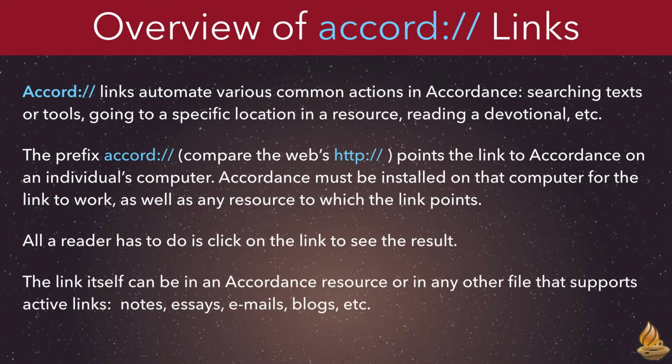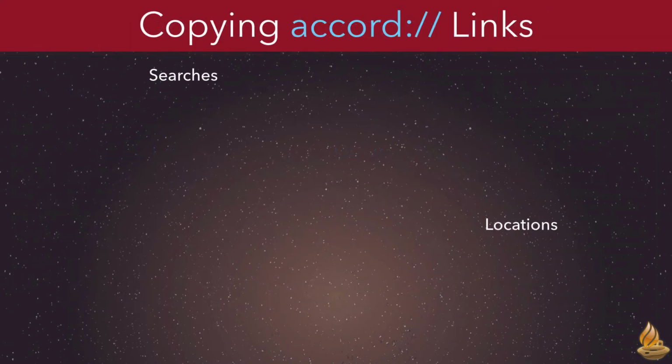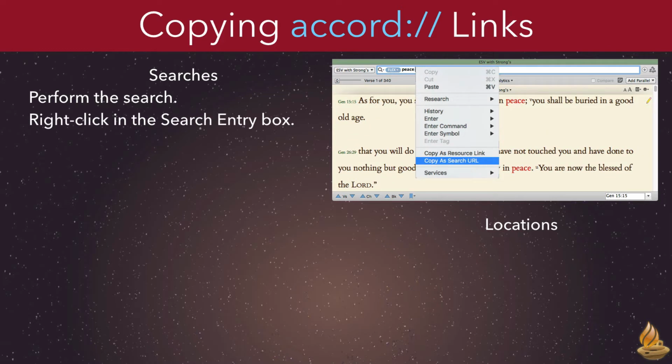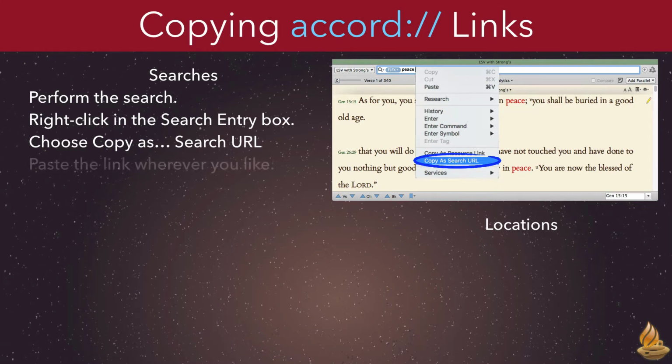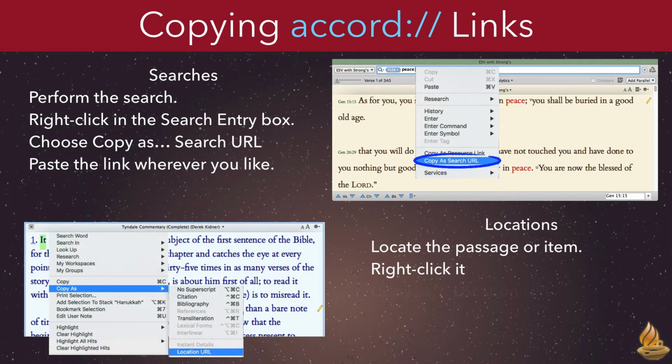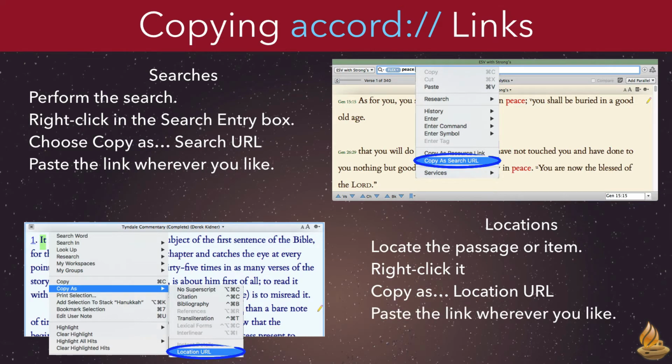The link itself can be in an Accordance resource or in any other file that supports active links: notes, essays, emails, blogs, etc. The easiest way to create a link in Accordance is to copy it. For searches, perform the search, right-click in the search entry box, choose Copy as Search URL, and then paste the link wherever you like. For locations, locate the passage or item. Right-click it, copy as Location URL. Again, paste the link wherever you like.